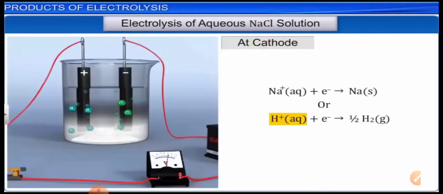We have two cations. One is a sodium ion and another one is an H plus ion. So there is a possibility for two kinds of reaction. One, reduction of sodium may be possible. Another one is that H plus ion may be reduced. Now the question is, which reaction will be favored? The answer will come from the value of electrode potential.